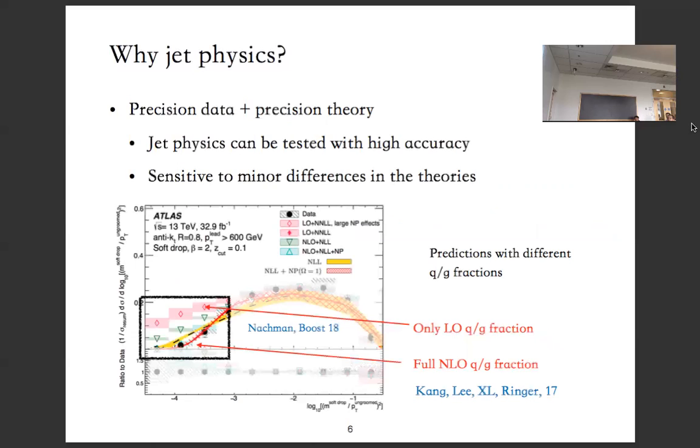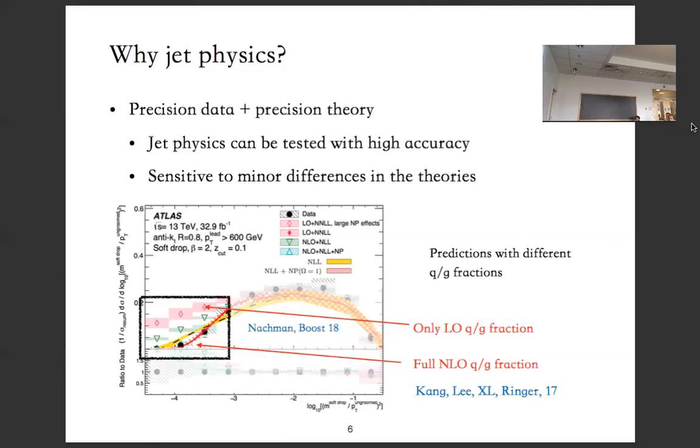So on one hand, we have precision data. On the other hand, we have precision theory. This means that jet physics can be tested with high accuracy. It's sensitive to minor differences in the theories. So for instance, if you have two theories that come up with two different mechanisms trying to describe the same thing, in the old days we may just argue which one is better, but now we can just test against the data, and immediately it tells you which one is better.